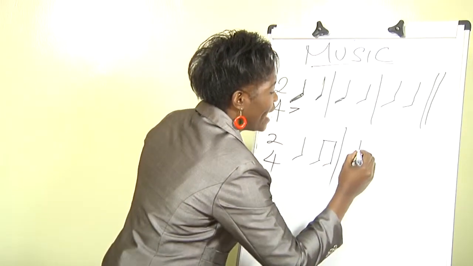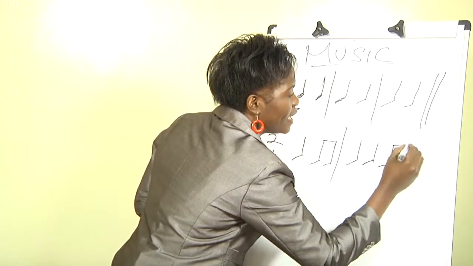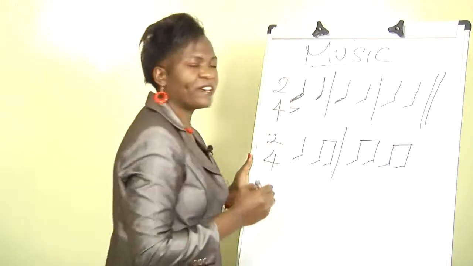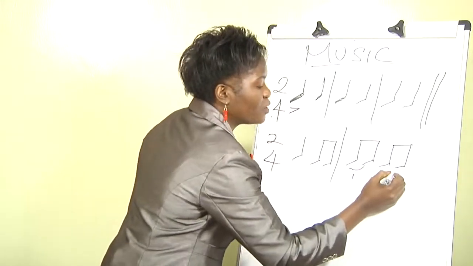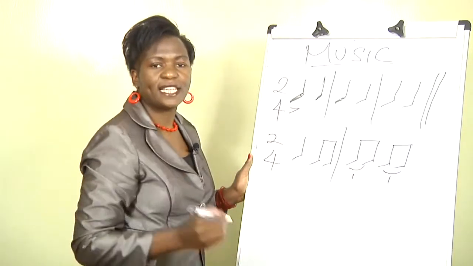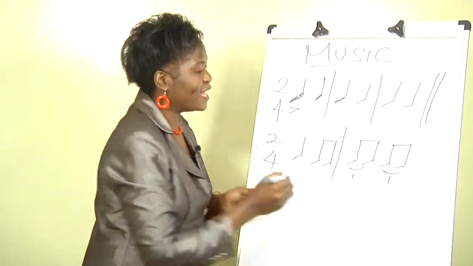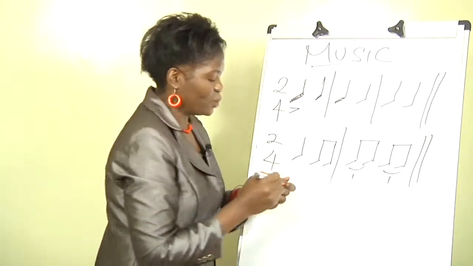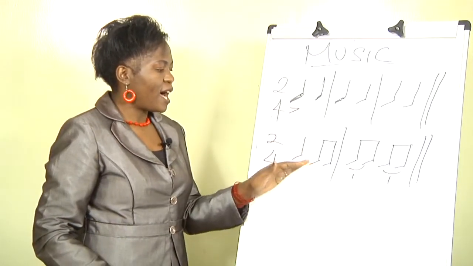Then we can have something a bit different in the second bar and make them quavers. These 2 quavers will make 1 crochet. Those 2 quavers will make 1 crochet. Still the 2 crochet beats in every bar. Now, let's try to clap this together. How will this one be?